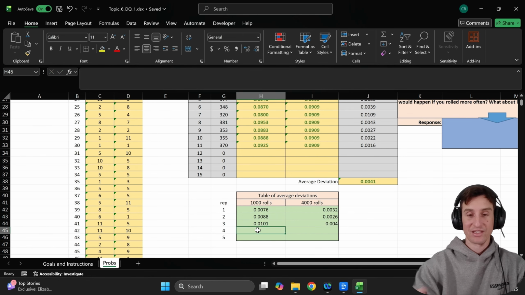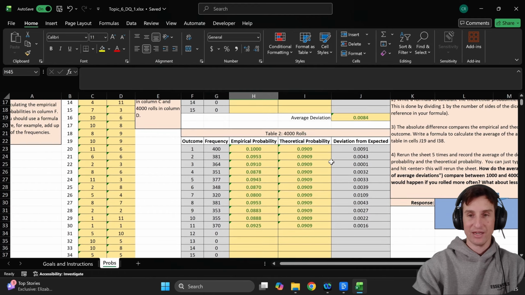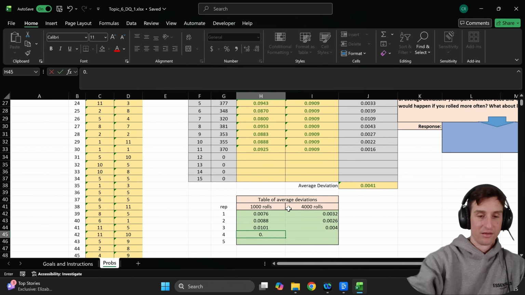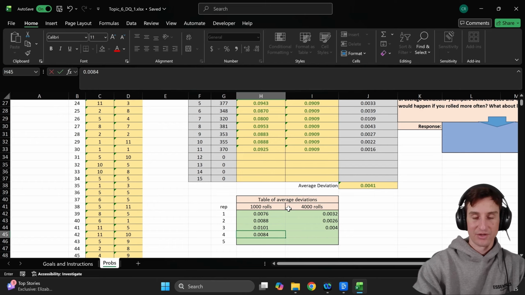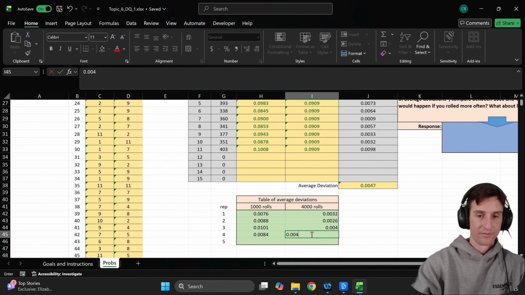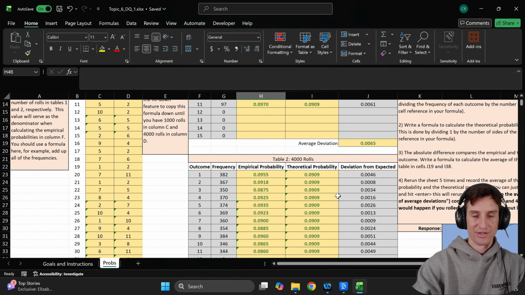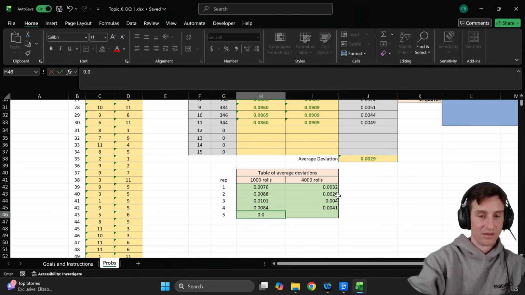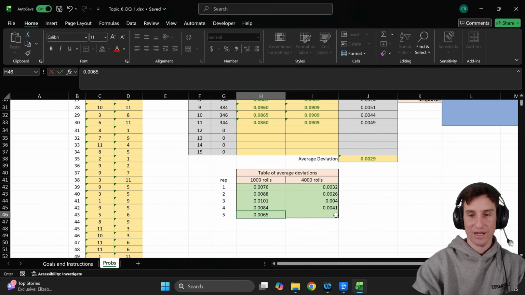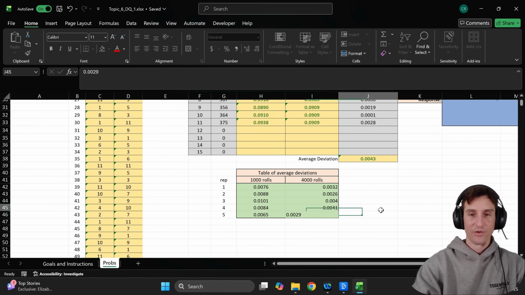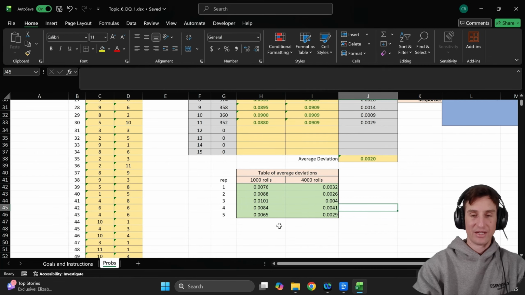We've got to just do this a couple more times so that we'll have 5 of these. Again, we want these to keep updating. 0.0084. And this one is 0.0041. 1,000 rolls is going to be 0.0065, and it is 0.0029. So we just recorded 5 different reps here.